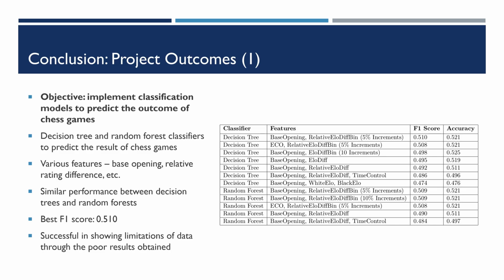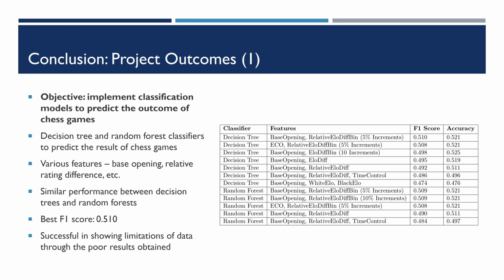later. Now that we've seen some of the code and results, we will summarise the project outcomes so that we can evaluate whether our project was successful. Our first objective was to implement classification models to predict the outcome of chess games. We implemented both decision tree and random forest classifiers. We've used various features like the base opening and relative rating difference.